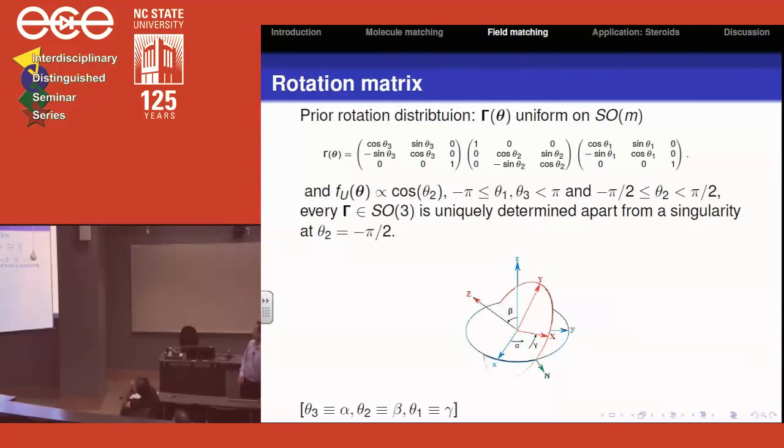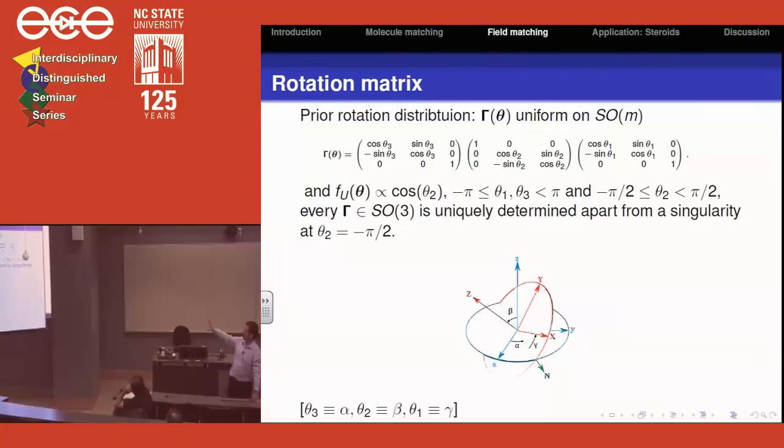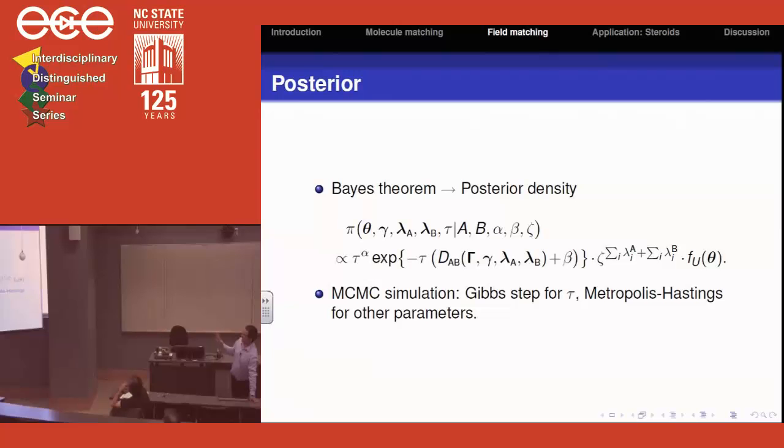And then the uniform prior, well, that doesn't really matter. The prior on the rotations depends on how you parameterize your rotation matrix. There's no way of parameterizing a rotation that doesn't have some singularities in it. So this is just the way we did it, using three angles, Euler angles. At the end of the day, I use Bayes' theorem. I have a likelihood, I have a prior, and then I want to simulate from the posterior, which will give me inference about the parameters that I don't know.